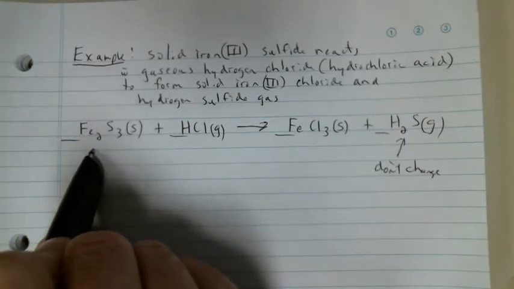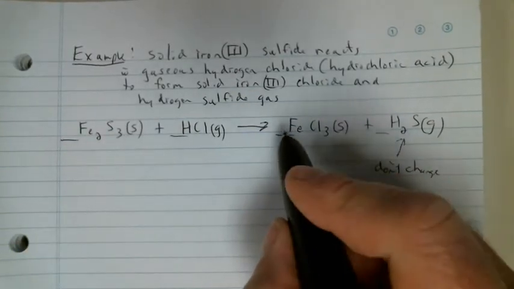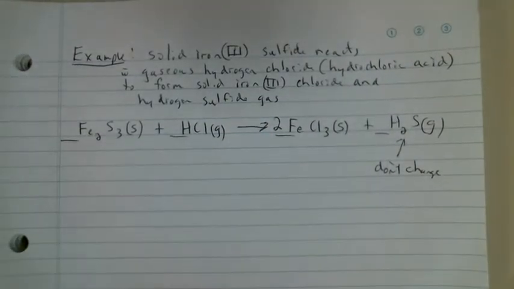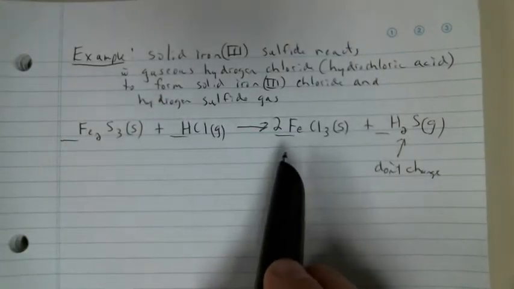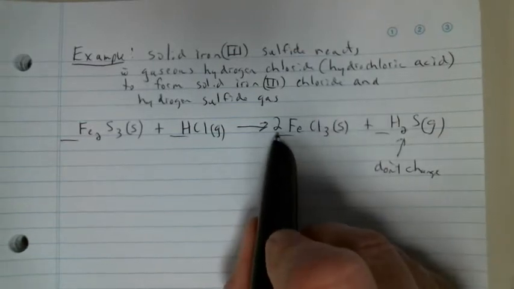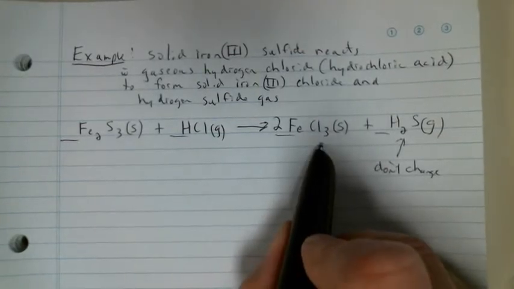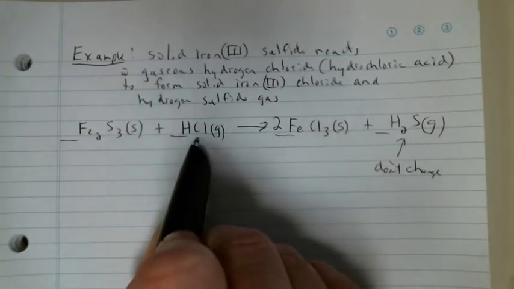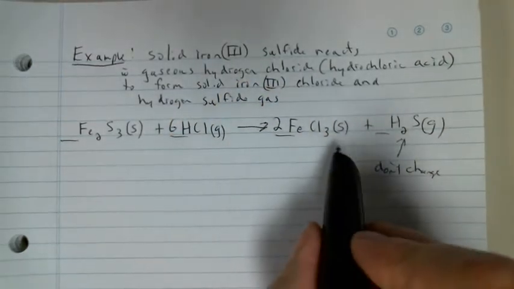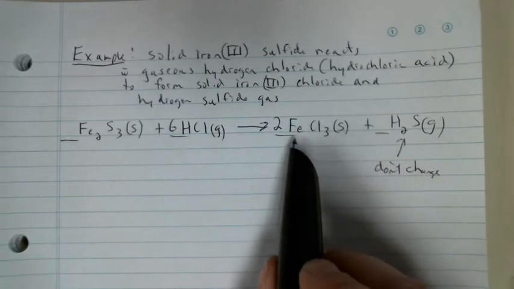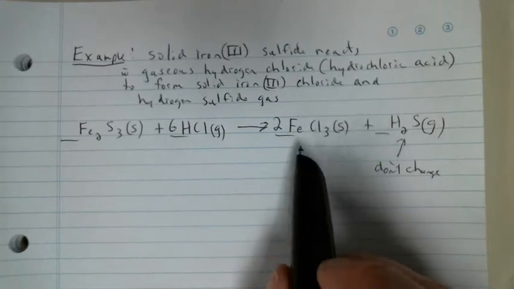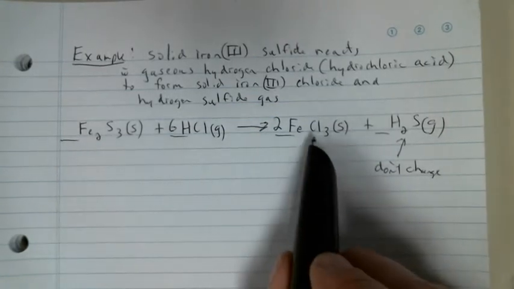So there's 2 irons on the left. So this coefficient has to be a 2, right? And then the irons are in balance. Well, when we change that, now there are 6 chlorides and only 1 on the left. So that means I need a 6 out in front here so that the chlorides are balanced. Now, why did I go right to the next thing that was in that compound? Well, it just made sense to do that, right? The irons are balanced. Let's do the chlorides.